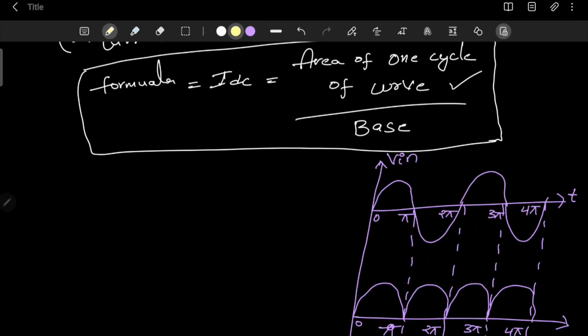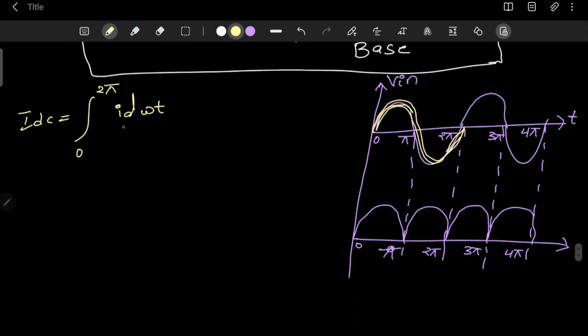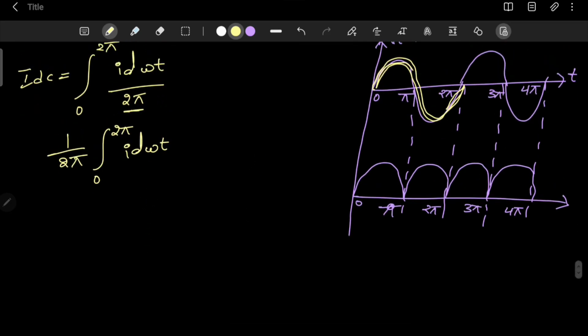Now from the formula, the area of one cycle of the curve means we have to consider one complete cycle, that is from 0 to 2 pi. That means integral 0 to 2 pi. So we are finding the current value, Id d omega t, and what is the base? Base is 2 pi. Here the 2 pi is constant, right? So bring that 2 pi outside. Then what we get? 1 by 2 pi, integral 0 to 2 pi Id d omega t.